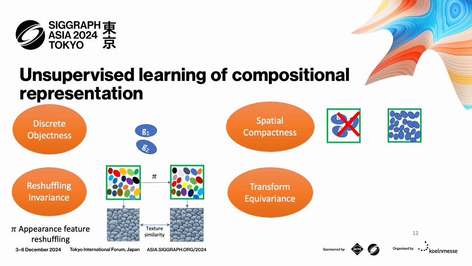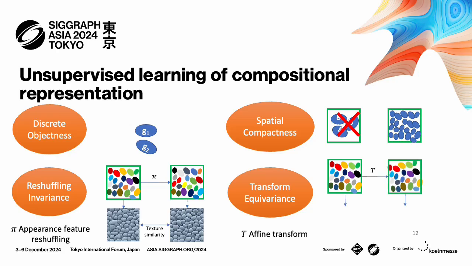And finally, transform equivariance, which is commonly used in many existing keypoint object detection methods. When we apply transform T to neural taxons, we expect the reconstructed texture to undergo the same transformation, T, in the pixel space. This can help us to disentangle appearance and geometry.